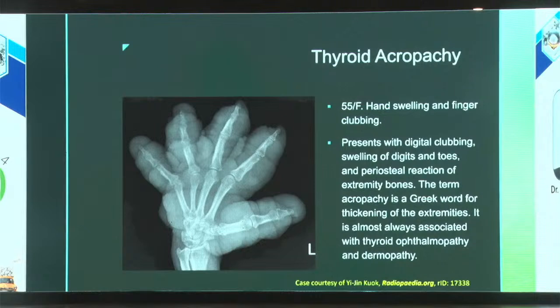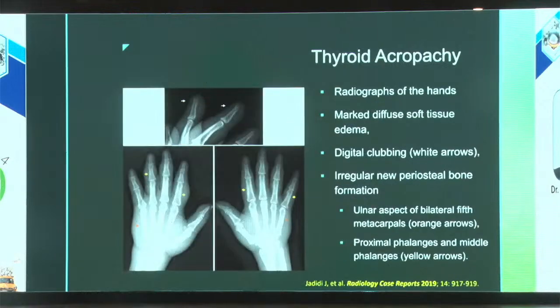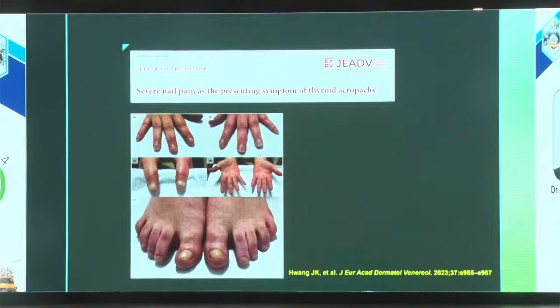The other affection of the skin and bone by thyroid is thyroid acropathy, which once again is not very common. This probably is the extreme example that is seen. It presents with usually digital clubbing. And if you go for a radiography of that, we'll see that there is swelling of digits and toes, as you can see here. And there is formation of new bones in many of these situations. If we take a radiograph, we'll see there is periosteal new bone formation, mostly in the ulnar aspect, but also in some proximal phalanges as well.